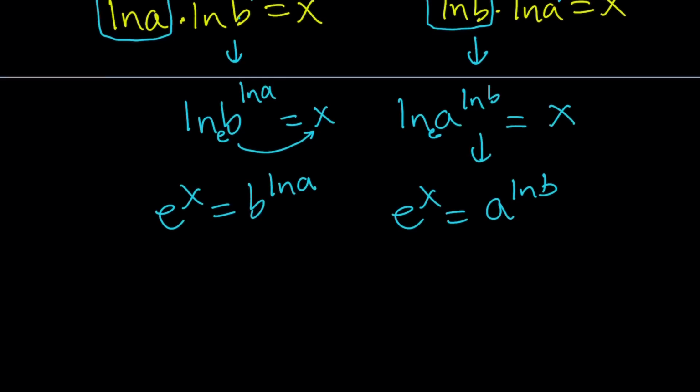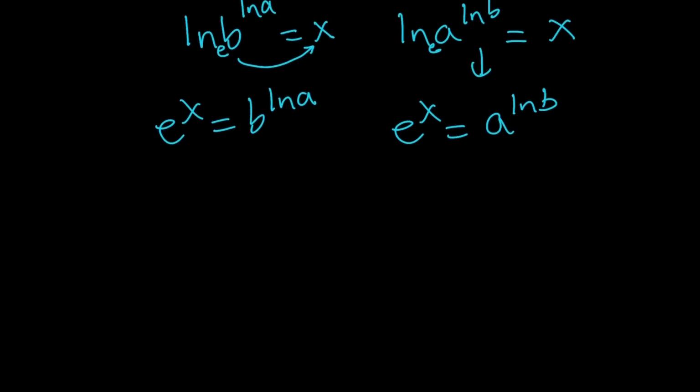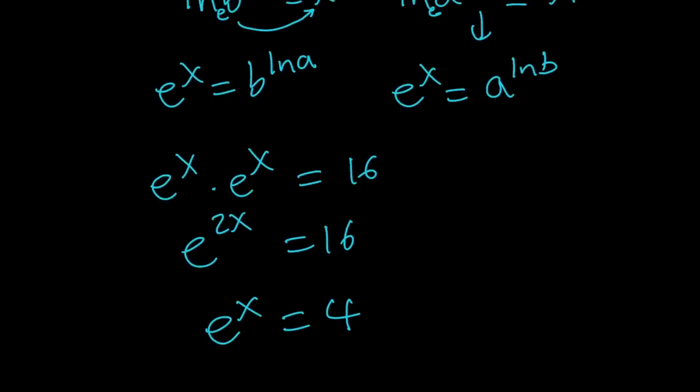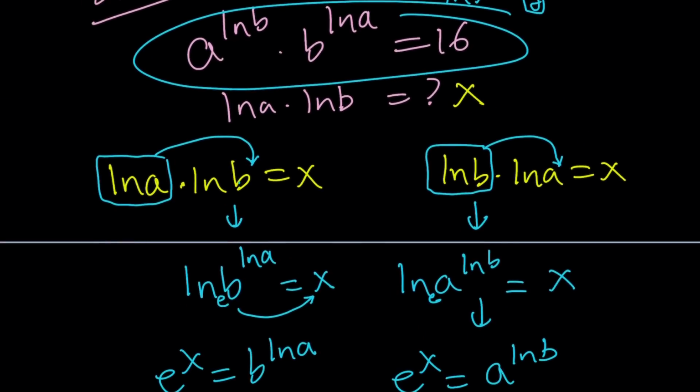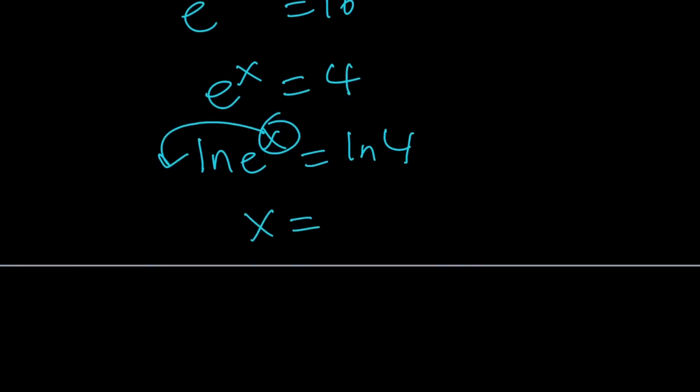Now, what do I have? I have that their product is equal to 16. So a to the power ln b times b to the power ln a is e to the x times e to the x is equal to 16. e to the power 2x is equal to 16. Square root both sides, e to the x is equal to 4. How does that help? What was I trying to find? I was trying to solve for x because guess what? This is what I'm looking for. So you can use ln both sides again, right? ln, and we get x times ln e, which is 1, x equals ln 4. So that's verified one more time.